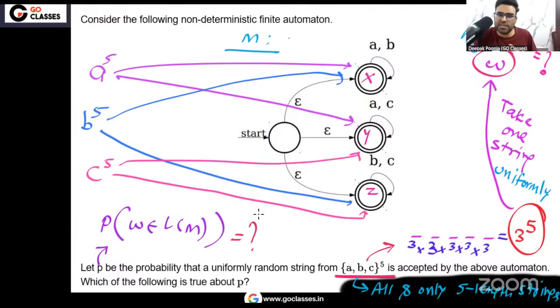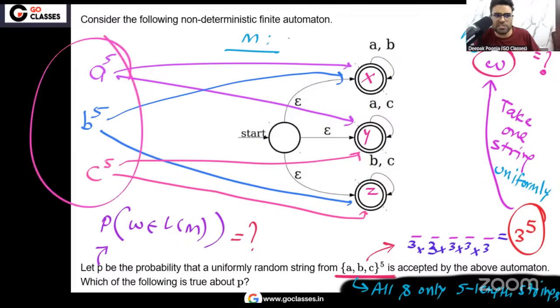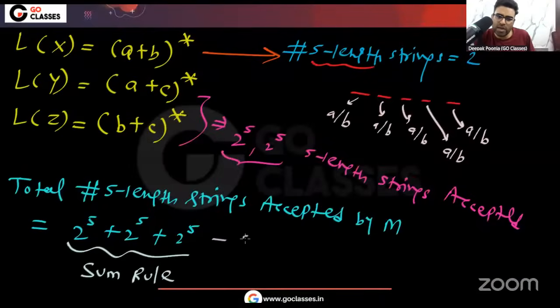Because if your string contains A comma B, then that will not be accepted by these two states. If your string contains A comma C, that will not be accepted by these states. So overall, I hope you understood the point, that only these three strings you have counted double times, and we want to count them only one time. So what I need to do? I need to do minus. Okay, yes or no? Inclusion exclusion principle, or basically you can say subtraction rule, or inclusion exclusion principle.